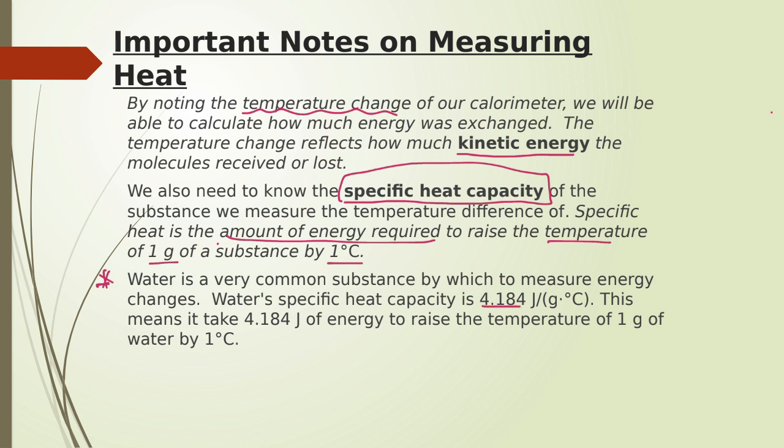It's 4.184 joules. So this is the unit that we use to measure energy, per gram degree C. So what this means is that if I had 1 gram of water and I wanted to increase its temperature by 1 degree C, it would require 4.184 joules of energy to do so.